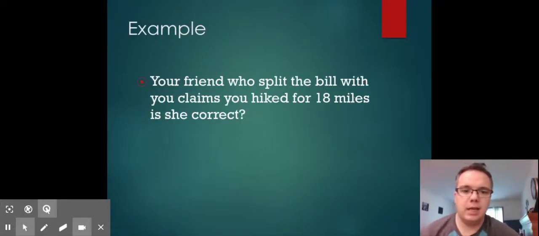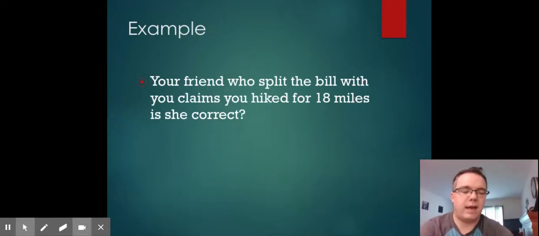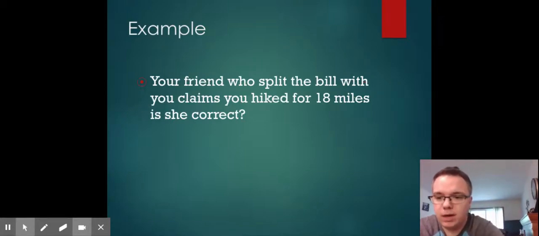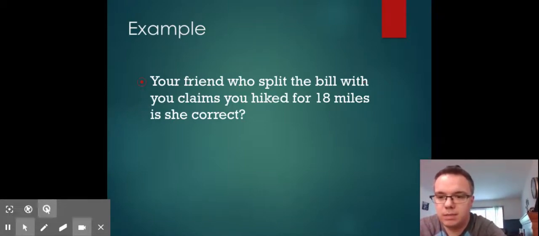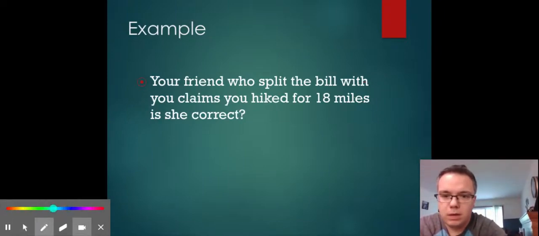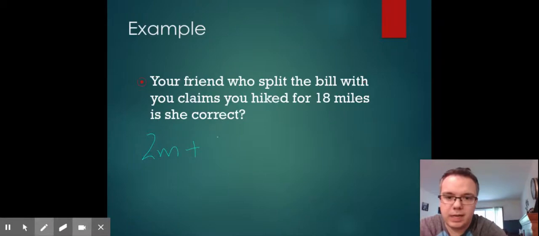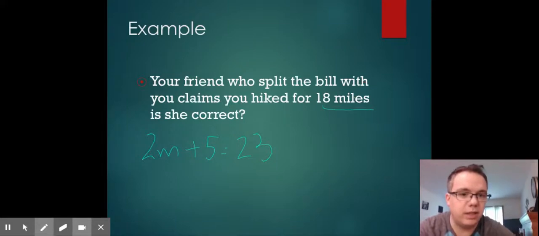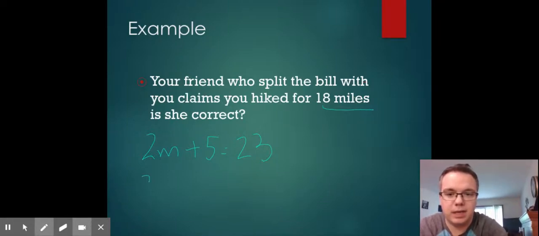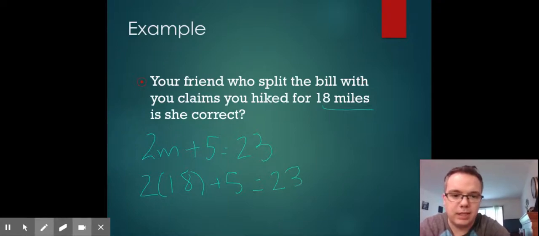All right, and like I said, the last part of the problem will usually have you check an answer. So here, remember our equation was 2M plus 5 equals 23. And notice they gave us a number of miles, and that's what we declared our variable to be. So we're going to check, does M equal 18? If I plug in 18 for my M, we want to see if 18 miles is truly our answer.